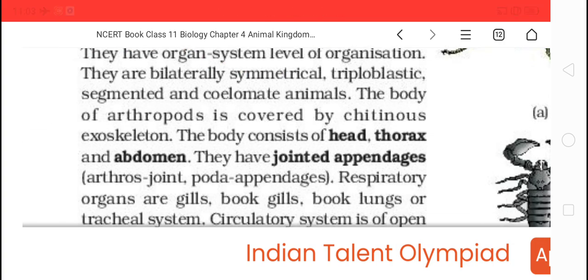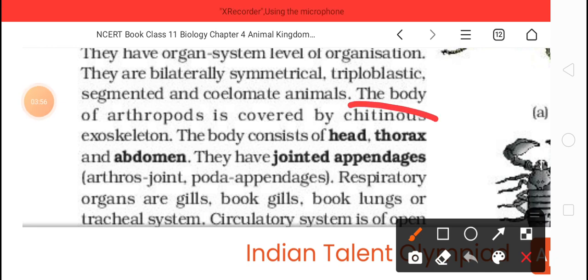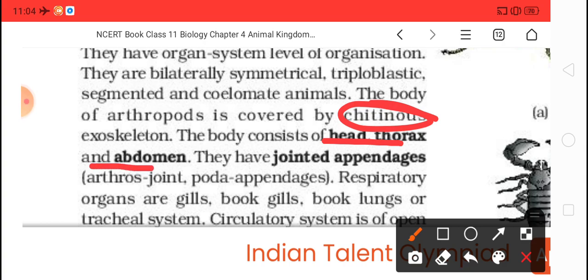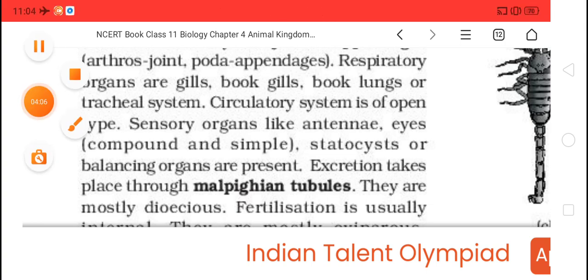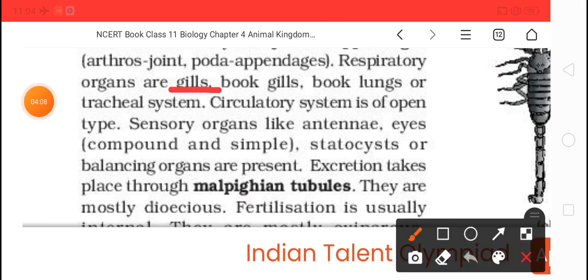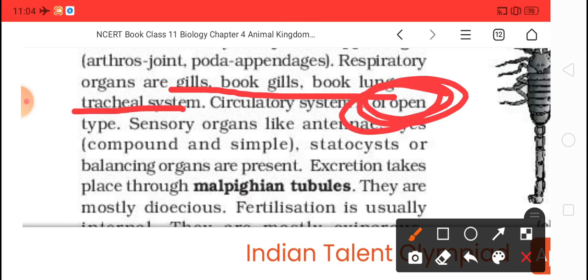The body of arthropods is covered by a chitinous exoskeleton. The body consists of head, thorax, and abdomen. They have jointed appendages. Please memorize it. Respiratory organs, what are the respiratory organs? They are gills, book lungs, or tracheal system. The circulatory system is open here.